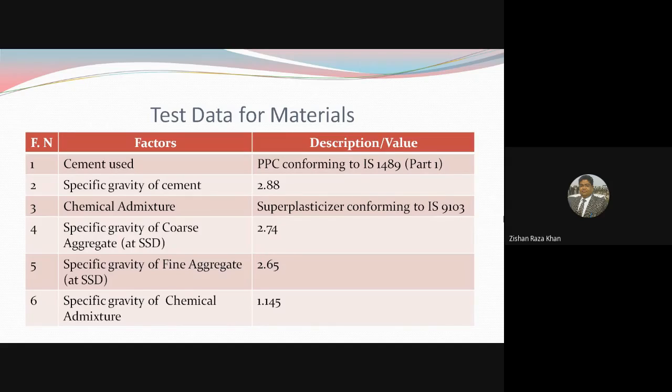Chemical admixture is again super plasticizer, as already mentioned. The specific gravity of coarse aggregate is taken as 2.74, and it is in SSD condition. SSD means saturated surface dried condition. So, are you aware of it? Saturated surface dried condition?